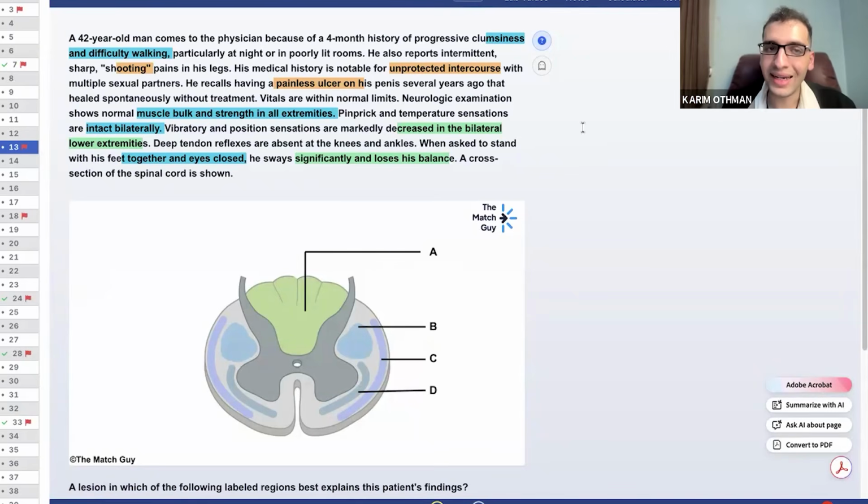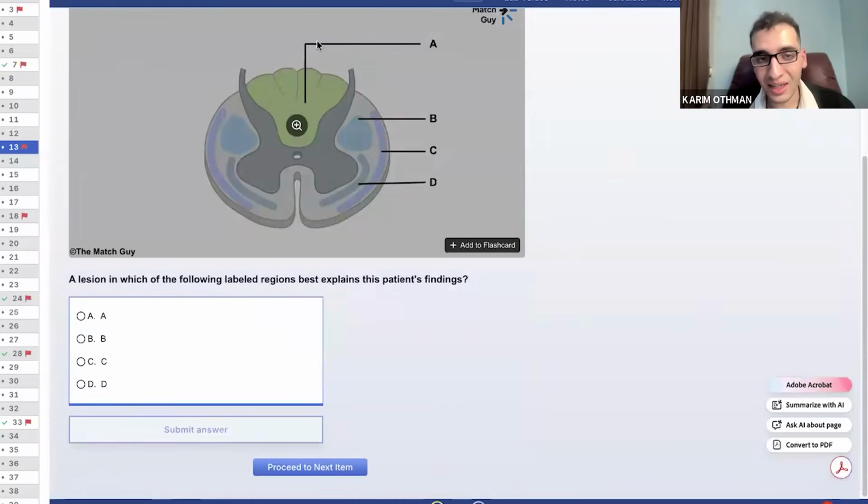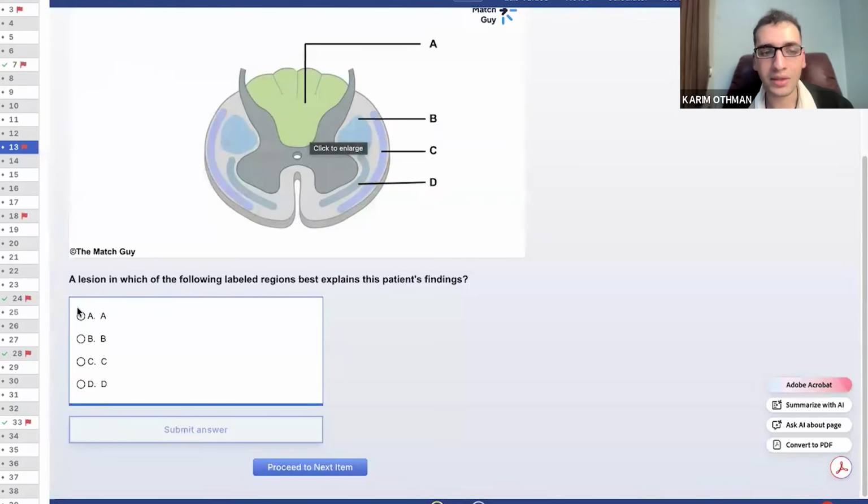So from this person's ataxia and Romberg sign, I know that this is a problem in the dorsal column itself. And from the sexual history and the painless ulcer, that's usually syphilis. So I know that would be tabes dorsalis or neurosyphilis, which happens more commonly in tertiary syphilis. So the lesion here will be the dorsal column, which is A.